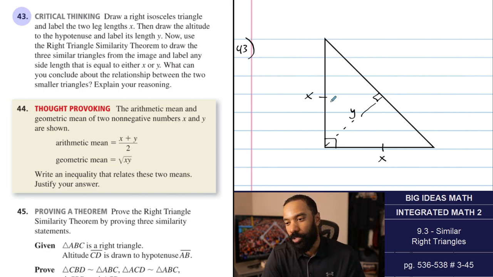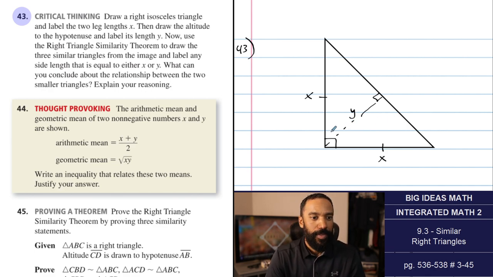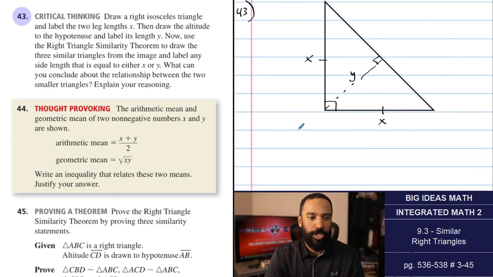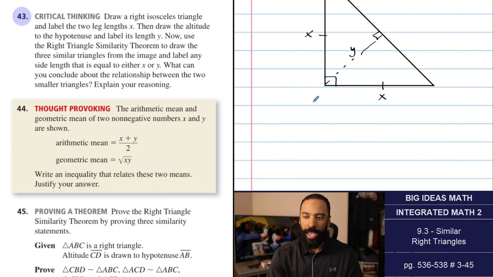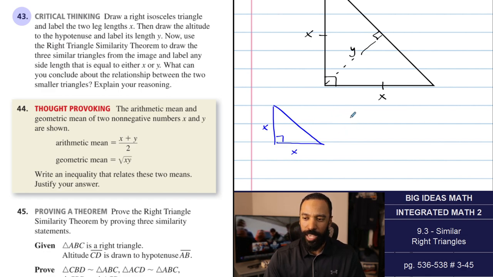Explain your reasoning. Well, I can conclude these two triangles are congruent to each other. This guy and this guy are the same. But the bigger triangle is going to be bigger than them. It says, use the right triangle similarity theorem to draw the three similar triangles from the image and label any side length equal to X and Y. So the big triangle, I'm not going to draw it as big, but the big triangle has lengths X and X. We don't know Y anymore inside. The smaller, both these other triangles are going to be the same size.